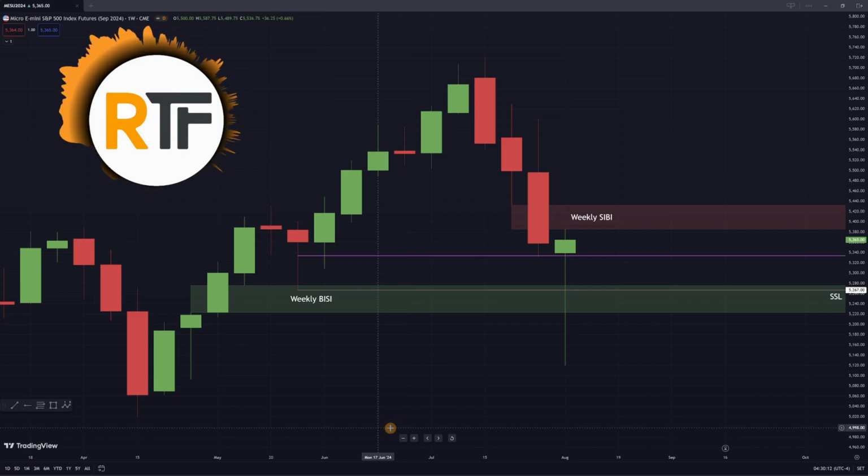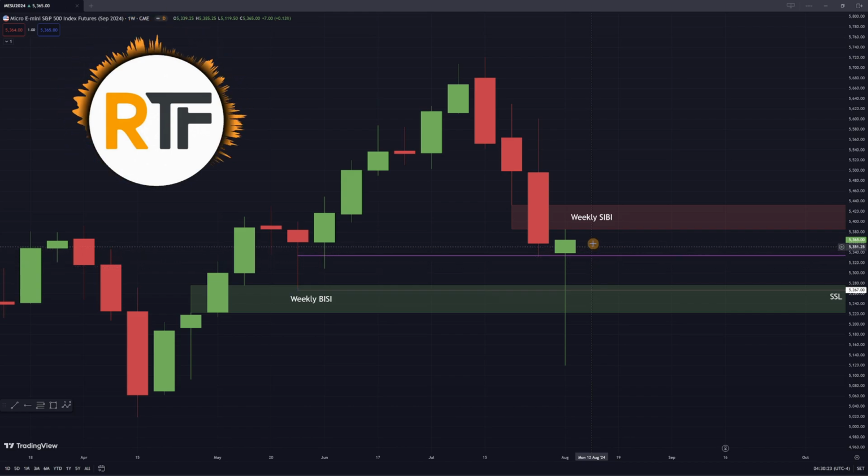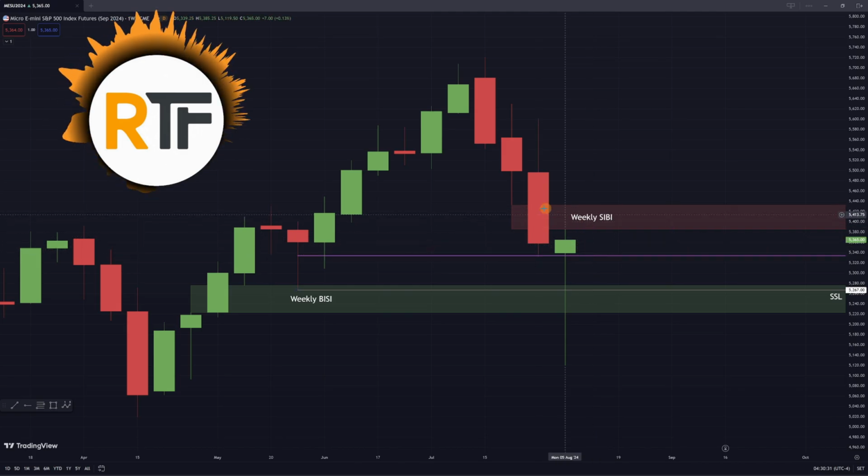Now moving on to S&P on the weekly chart. Last week I was looking for sell side liquidity below this swing low and back into this fair value gap. We got a massive drop last week, but then bounced back hard, and we actually closed higher than the open of the week. So similar to dollar index, I'm looking for price to come back into this weekly SIBI.